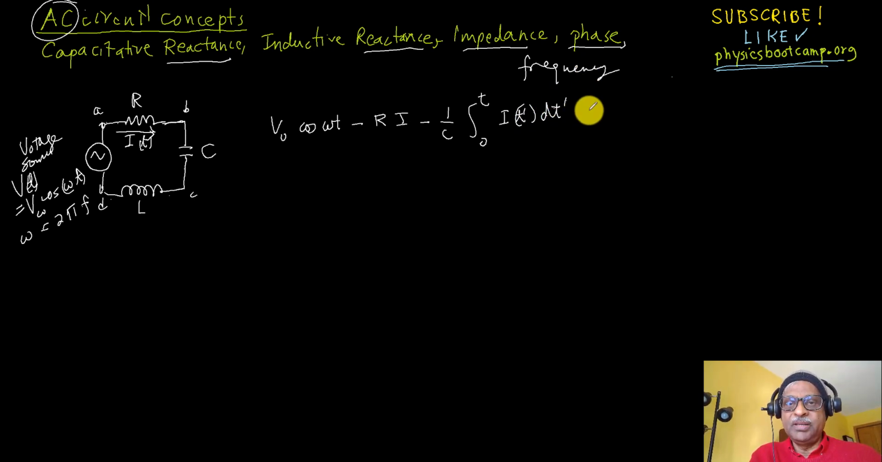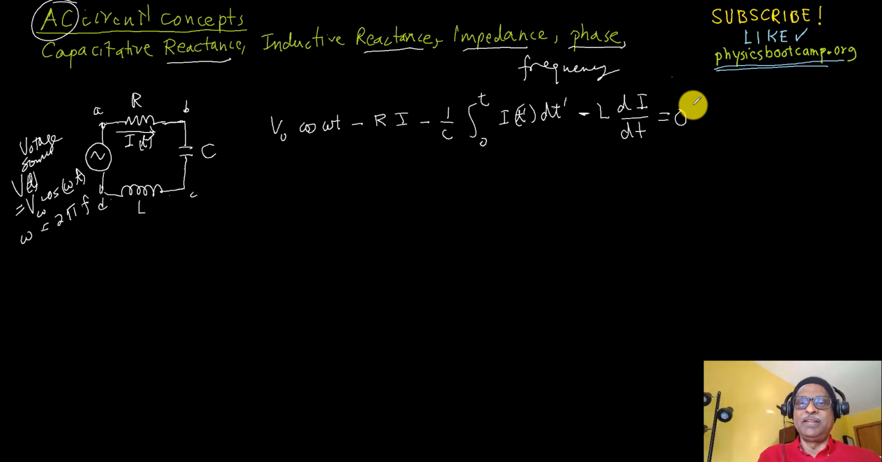And then when I go across here, we'll have the self-inductance term written like this. So this is the equation, which has an integral and a differential, so it's a pretty complicated equation to solve for the current.